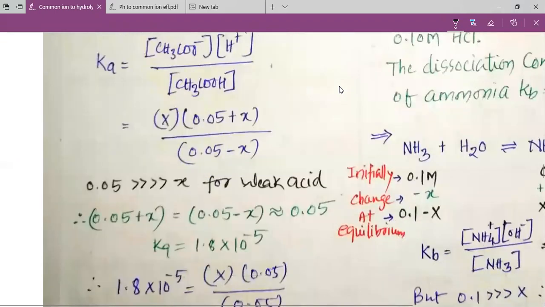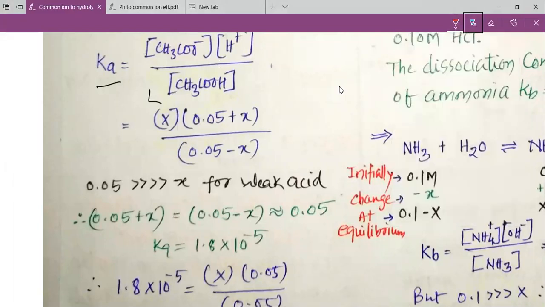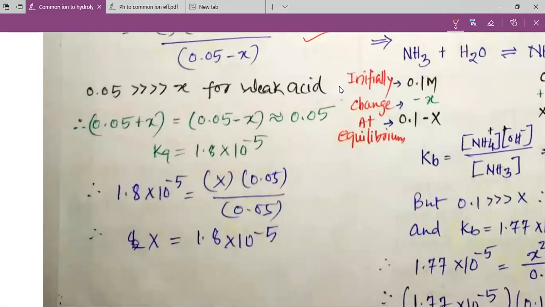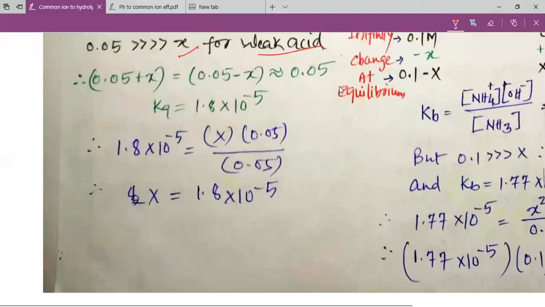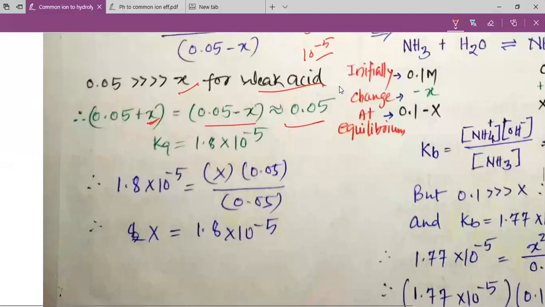Now for this, my dear students, we can write the acid dissociation constant, that is CH3COO minus times H plus divided by CH3COOH. Now by putting all these values, for CH3COO minus we put 0.05 plus X, for H plus we write X, and for CH3COOH, my dear students, we write 0.05 minus X. We know that the concentration 0.05 is far greater than X, because our acetic acid is a weak acid and its Ka is in the order of 10 to the power minus 5. Therefore, for both 0.05 plus X and 0.05 minus X, we will write simply 0.05.